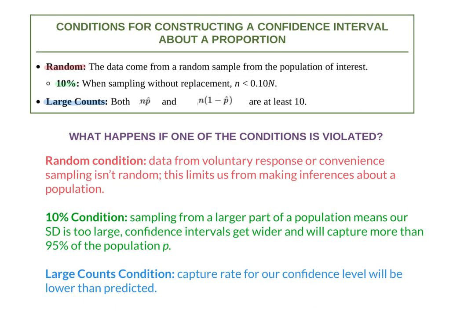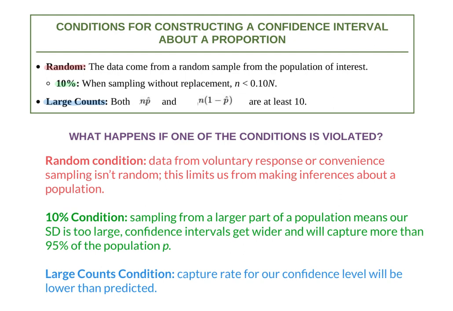Now you may be thinking, wow, these three conditions sound lovely. But what happens when one or more of them are not met? So let's talk about it. First up, we have to have randomly sampled data, true randomness. For example, if you collected data using a voluntary response or convenience sampling method, that ain't so random, is it? So that's going to limit us from making inferences about an entire population.